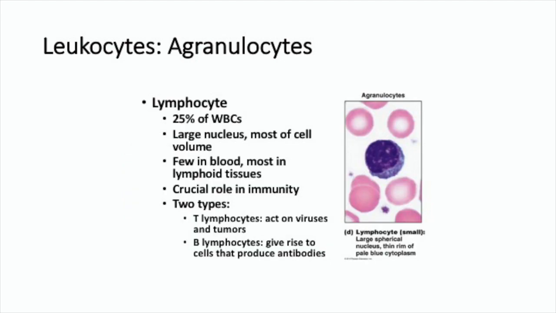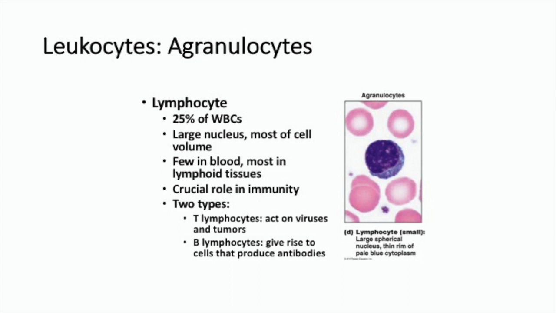So if we look at lymphocytes here, it's pretty easy to identify. About a quarter of your white blood cells are there. Honestly, when you're looking at a microscope slide, this is usually the first one you're able to solidly identify. The nucleus takes up almost all of the cell volume. You can see that dark purple there is the nucleus, and that lighter purple is the rest of the cell.